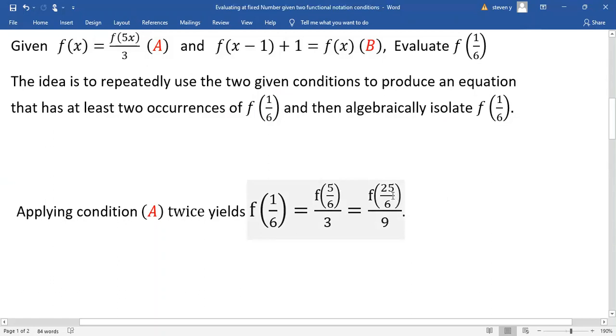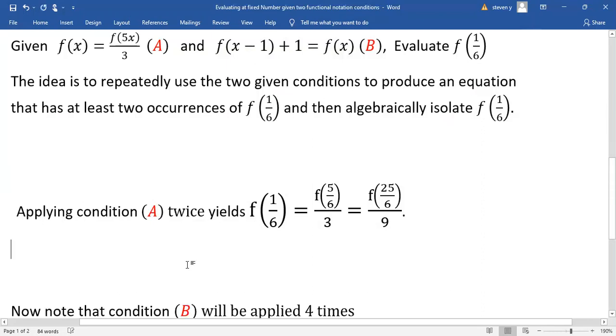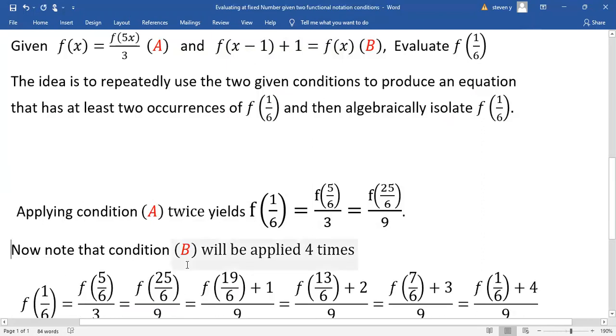And now notice here, another key observation at this point is that 25/6 minus 4 is 1/6, right? 25/6 minus 4 is the same as (25 minus 24)/6, which is 1/6, right? So that is essentially what condition B does. It subtracts 1 from the input, then adds 1 to it. And let me move down here, and I'll quit talking and just let you view it here.